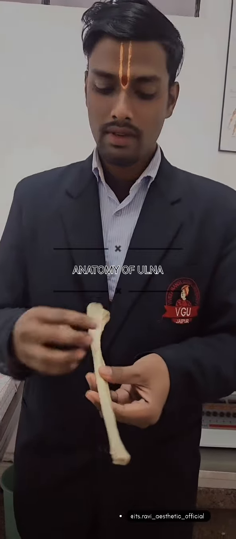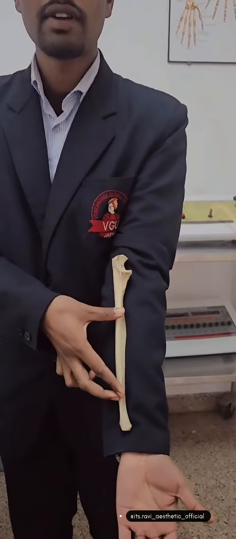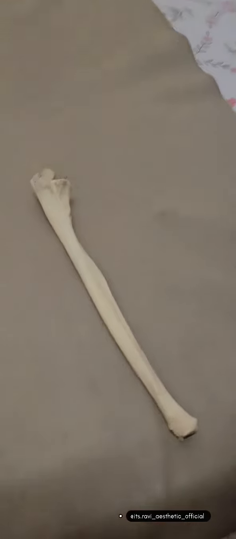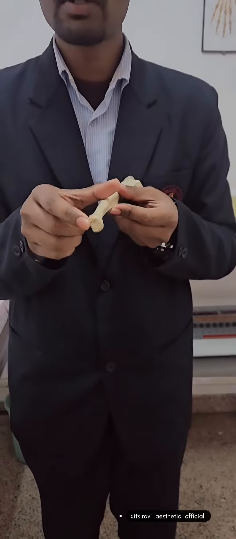Radhe Radhe. Today we are studying the ulna bone. Anatomy of the ulna. The ulna is the medial bone of the forearm in the anatomical position. It is a long bone extending from the elbow joint to the wrist, lying on the little finger side. The ulna primarily forms the hinge joint of the elbow and plays a stabilizing role at the wrist.